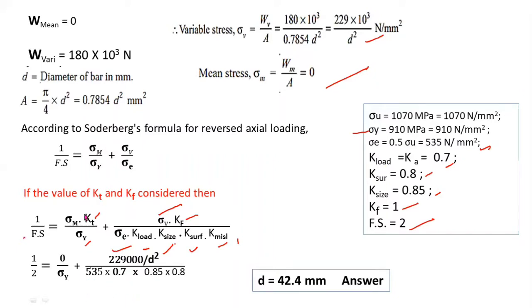Here the value of sigma m equal 0, so any 0 by anything equal to 0. Fs equal to 2, sigma e equal 535, load factor, size factor, and surface finish factor. From these values you can identify d is the unknown value, so you can get the value of d. So this is our final answer: 42.4 mm is our required diameter of the shaft. Minimum size of the shaft is 42.4 mm.